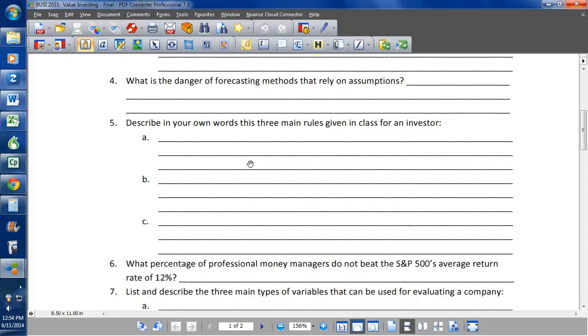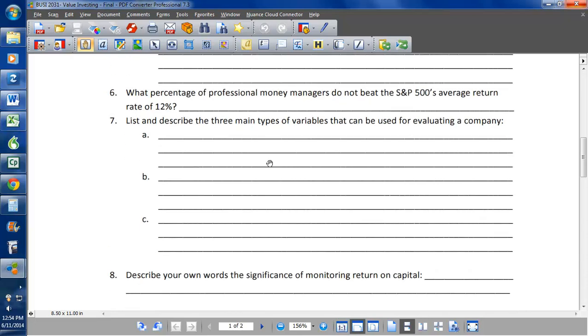All right, number 7, list and describe the 3 main types of variables that can be used for evaluating a company. The first one is fundamental variables, and that's the main one. Fundamental variables refer only to a company's performance. It doesn't include anything with stock price, just their performance. This was return on capital, growth in sales, profit margin, these types of things.